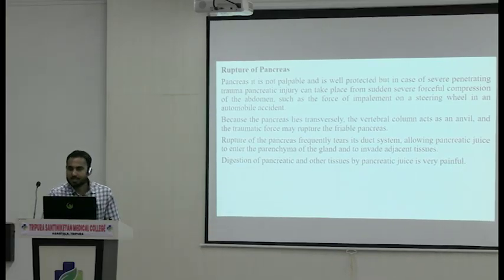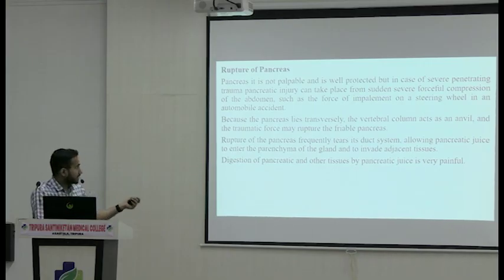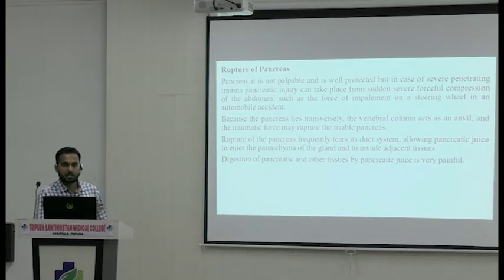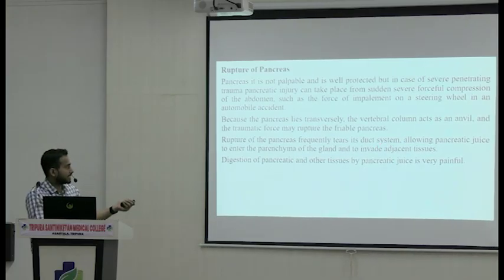Now, because the pancreas is lying transversely, just in front of the vertebral column, the traumatic force, which is applied forcefully, can cause damage to the friable pancreas. Rupture of the pancreas frequently tears the duct system. So, whenever there is any trauma directly to the pancreas during an automobile accident, the duct system will get damaged.